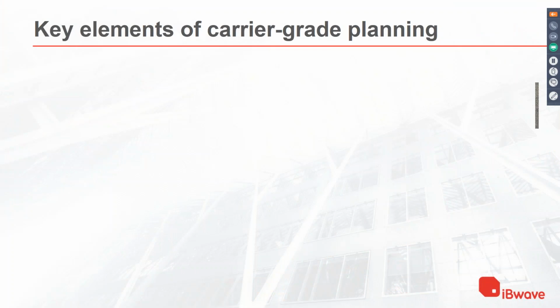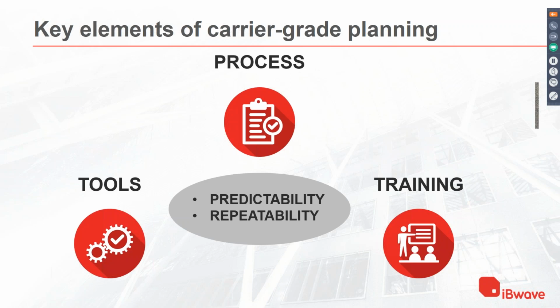So having said that, how do we achieve this predictability and repeatability? There are key elements from a planning standpoint. There are three key elements in achieving this, and one is process. Clearly, if there's no process, then there's not going to be a lot of repeatability in how things are planned. So process is important. It doesn't need to be a heavyweight process, but it needs to be some process. Some process is better than no process at all.